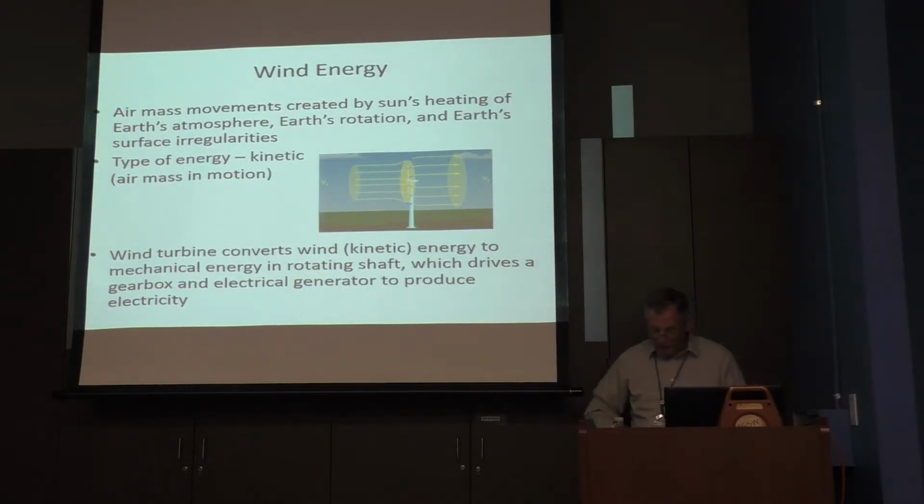Okay, wind energy, the next one. The type of energy is kinetic energy, or the air mass in motion. The wind turbine converts kinetic energy to mechanical energy in a rotating shaft, which then drives a gearbox and an electrical generator to produce electricity. From 1974 through the mid-1980s, the United States government worked with industry to advance the technology and enable large commercial wind turbines. As of 2020, wind energy produces about 8.4% of the U.S. electricity generation.